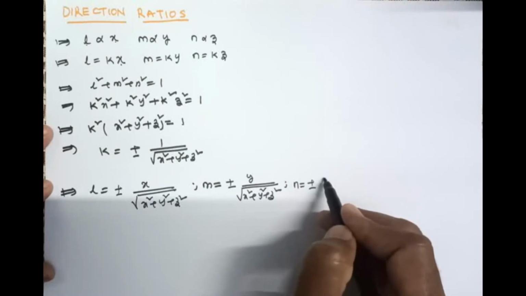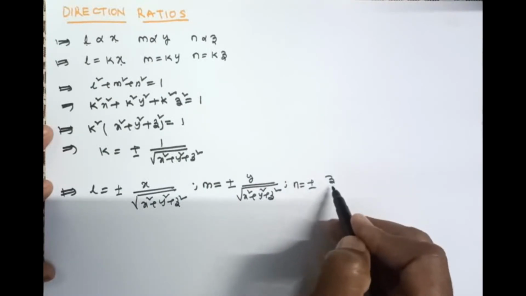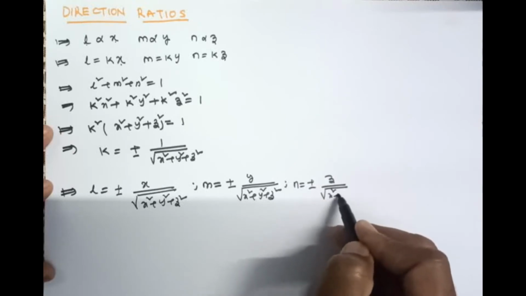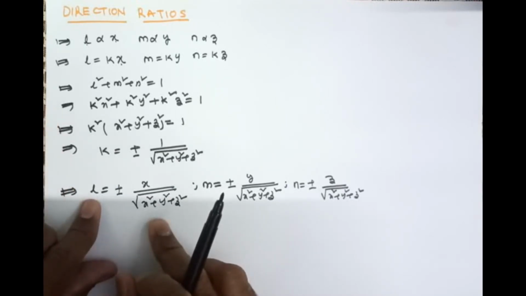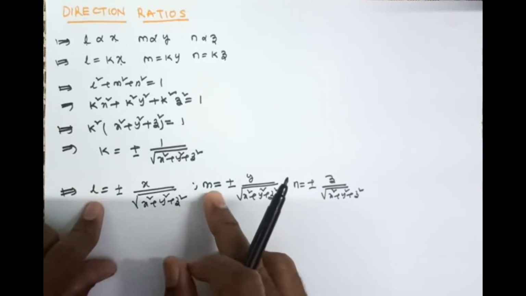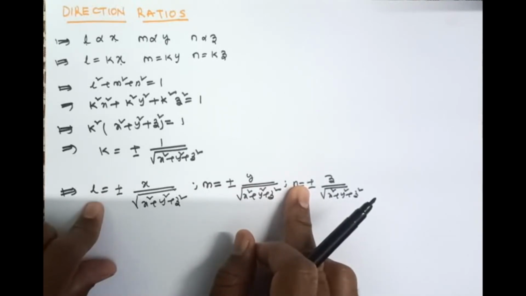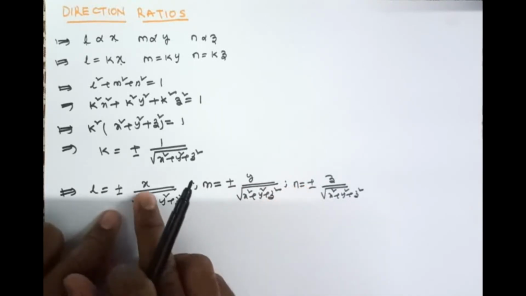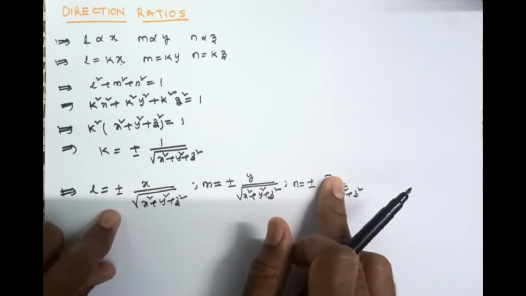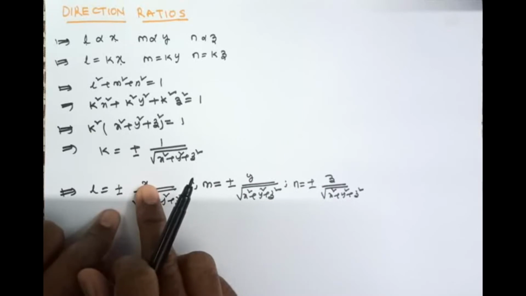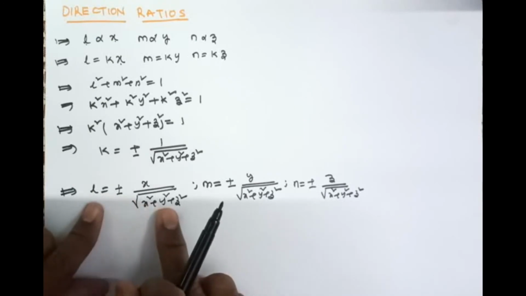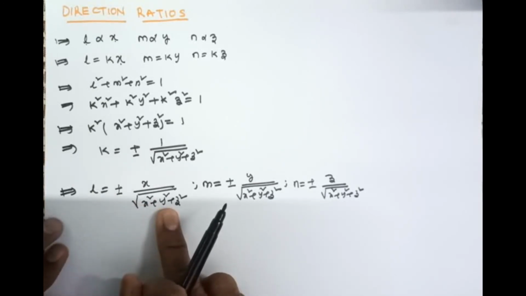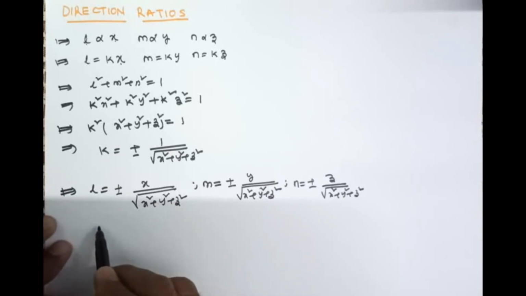K into z, it is plus or minus z by root over x square plus y square plus z square. So what you can observe here, direction cosine: to get the direction cosines from any three constant values x, y, z, these are the direction ratios. To get the direction cosines we have to divide with its magnitude. These points x, y, z are called direction ratios.